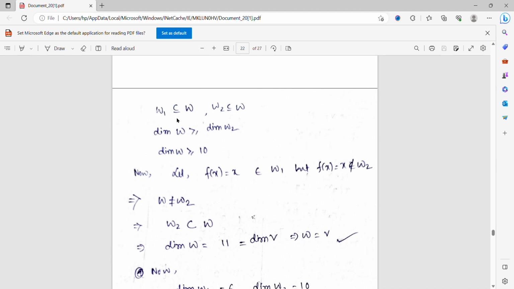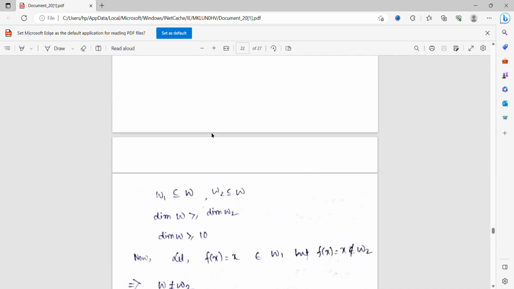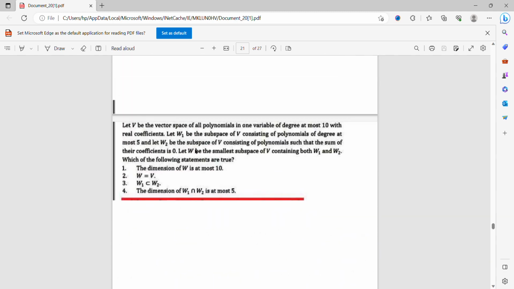It is given that W1 is contained in W and W2 is also contained in W, right? So dimension of W is greater than or equal to dimension of W2. Now what is the dimension of W2? W2 is the subspace consisting of all polynomials such that the sum of their coefficients is 0.